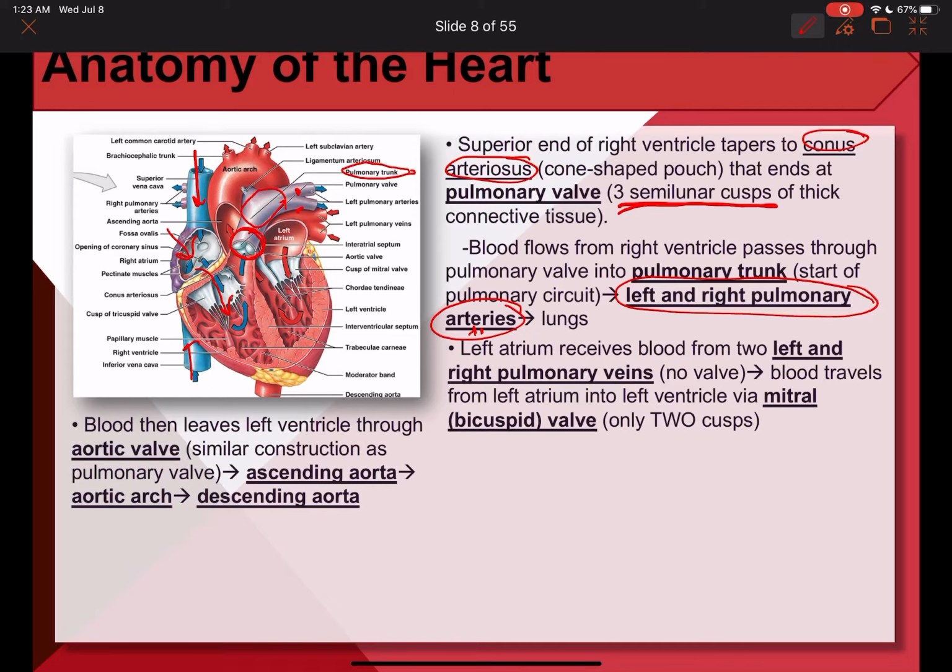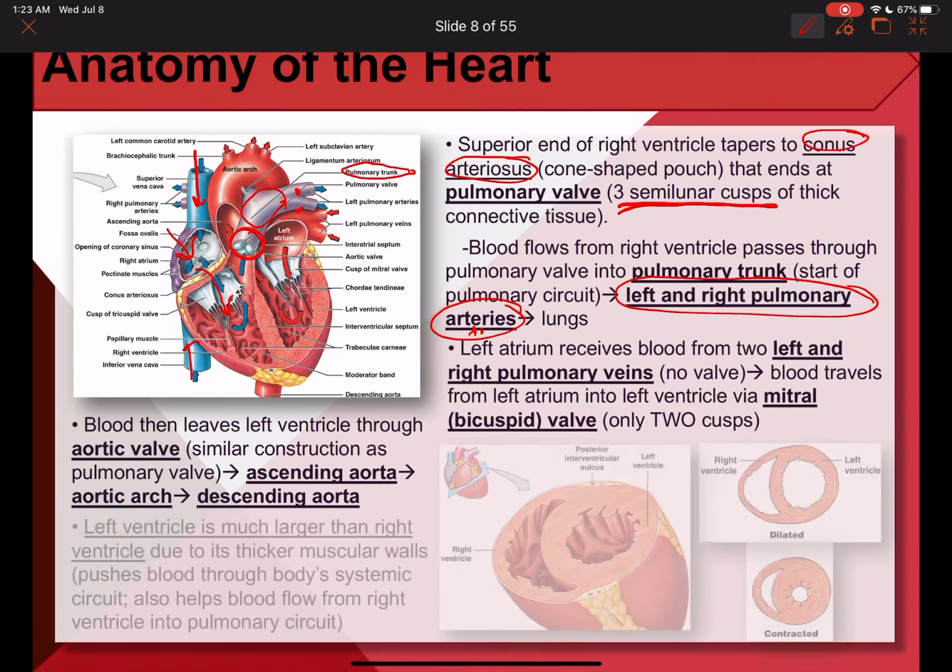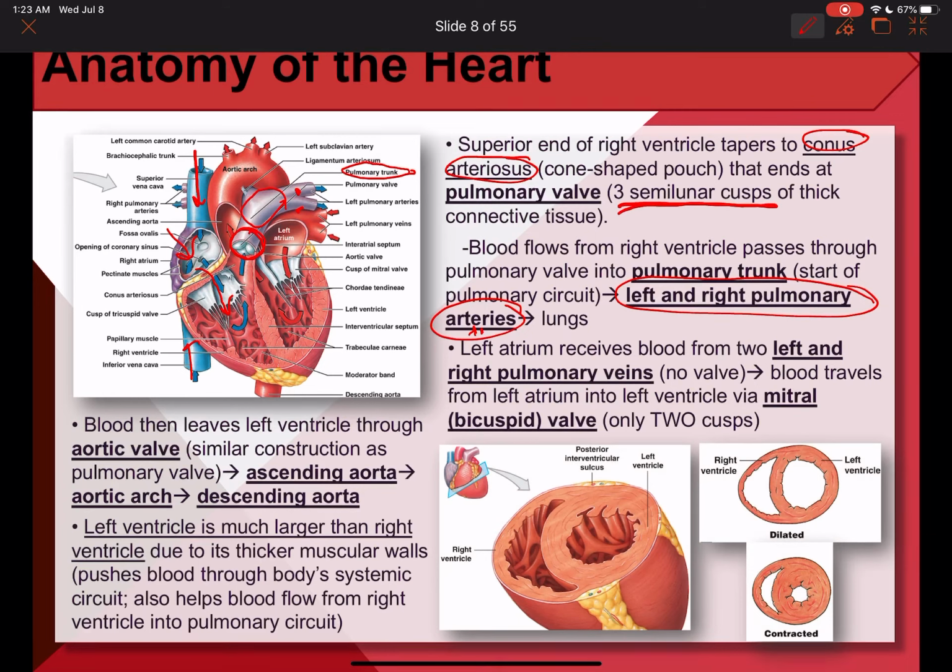Okay. All right. Other than the characteristics of the valves, there's another thing that is different between the left and right ventricles. The myocardium layer of the left ventricle is actually a lot thicker than that of the right ventricle. So this is the left ventricle here. This is the right ventricle. You see how thick this muscular layer is?